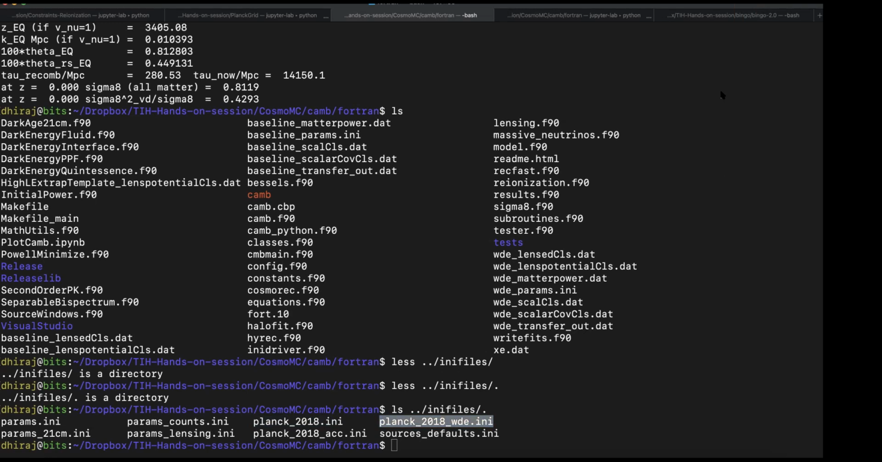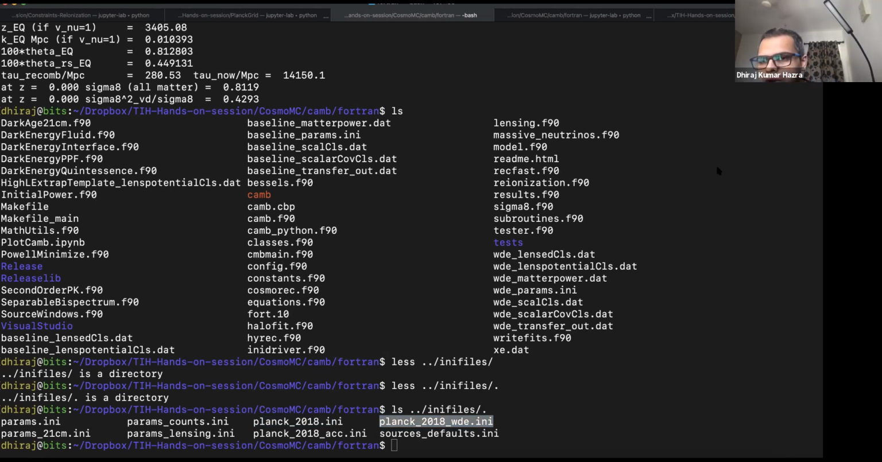Okay, and then Anubhav Banerjee says, what does initial power spectrum in the Planck 2018 file mean? What happens if one tweaks these parameters? Okay, good question. I'm going to show that. I'm going to answer that.